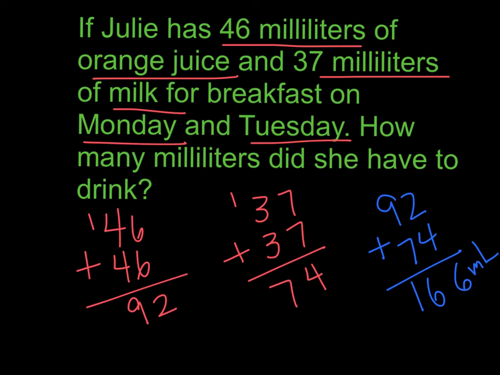Since it was only 2 days, I chose to add, and you can see my work there. What other way could we have done it? You could have also multiplied. So you could have done 46 times 2 and 37 times 2 and then added those together. Could have distributed or used the algorithm, either one. So I hope you got 166 milliliters as your total.